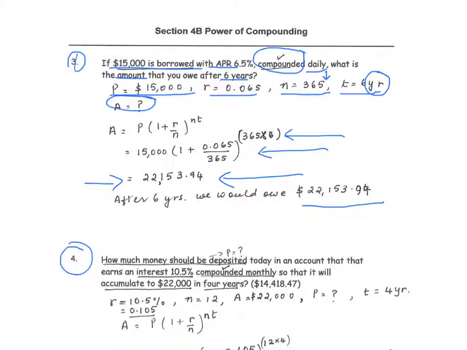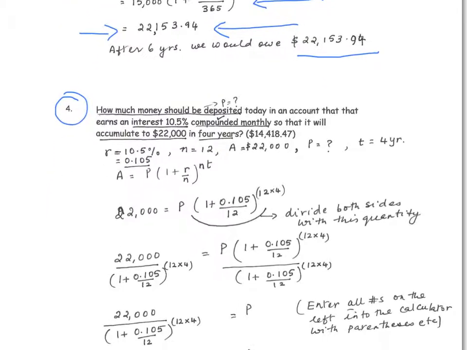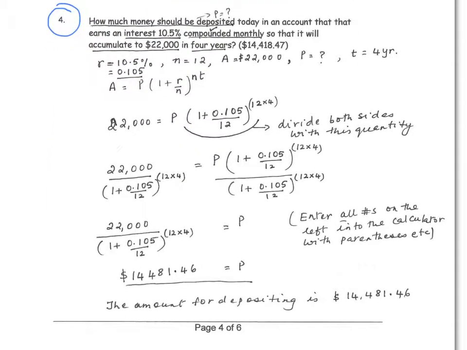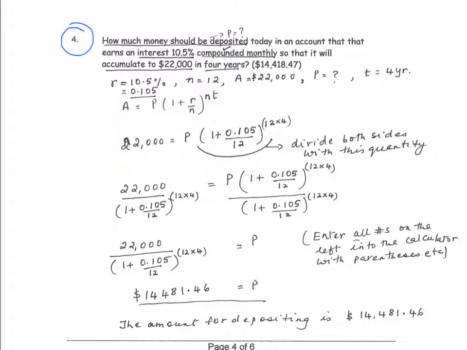Now the next problem, again, if you want to pause the video, just do so that way you clearly understand the question before you start working on the details. So the question starts off with how much money should be deposited. So basically, the amount deposited is called the present value, or P. So how much would you deposit today in an account that earns an interest of 10.5%? So 10.5% is 0.105.